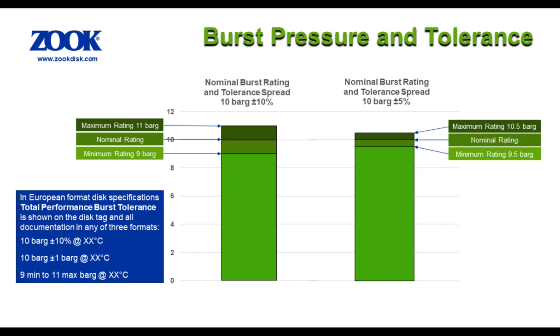This slide shows how the different tolerances are specified in the European format. We can have a nominal rating with tolerance, or state this as a minimum and maximum. What this gives the user is a fully transparent indication of the expected disc performance. On the left chart, we have a standard tolerance disc with tolerance plus minus 10%. If the process demands a tighter tolerance, we can go to the right-hand chart, where we have the same nominal rating but a tighter tolerance.